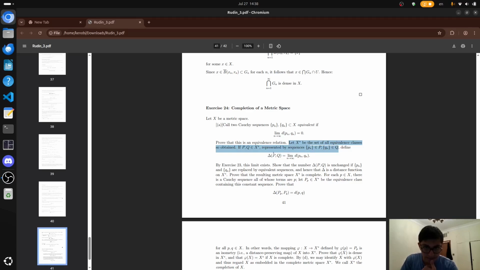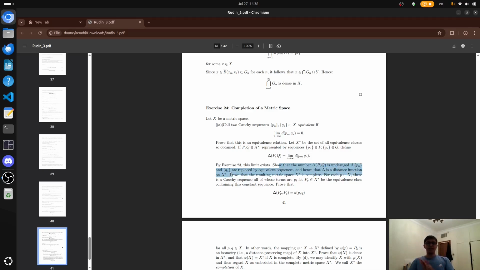We define delta(P, Q) equals the limit as n goes to infinity of d(Pn, Qn). So each element of X star is a class of all the equivalent Cauchy sequences. Those are going to be different elements. By exercise, show that the number delta(P, Q) is unchanged if Pn and Qn are replaced by equivalent sequences, and hence that delta is a distance function on X star.